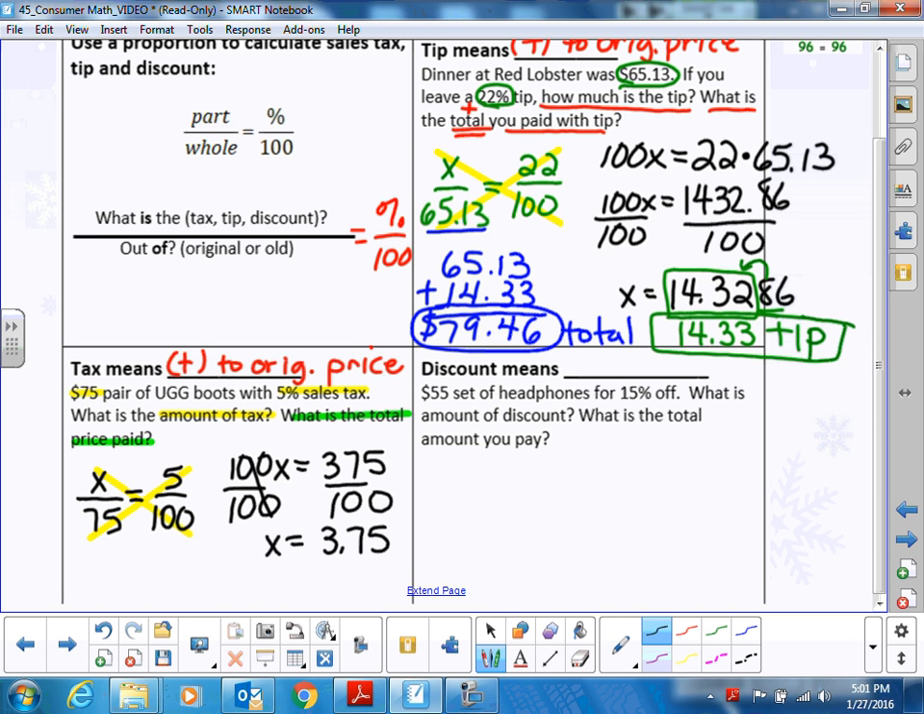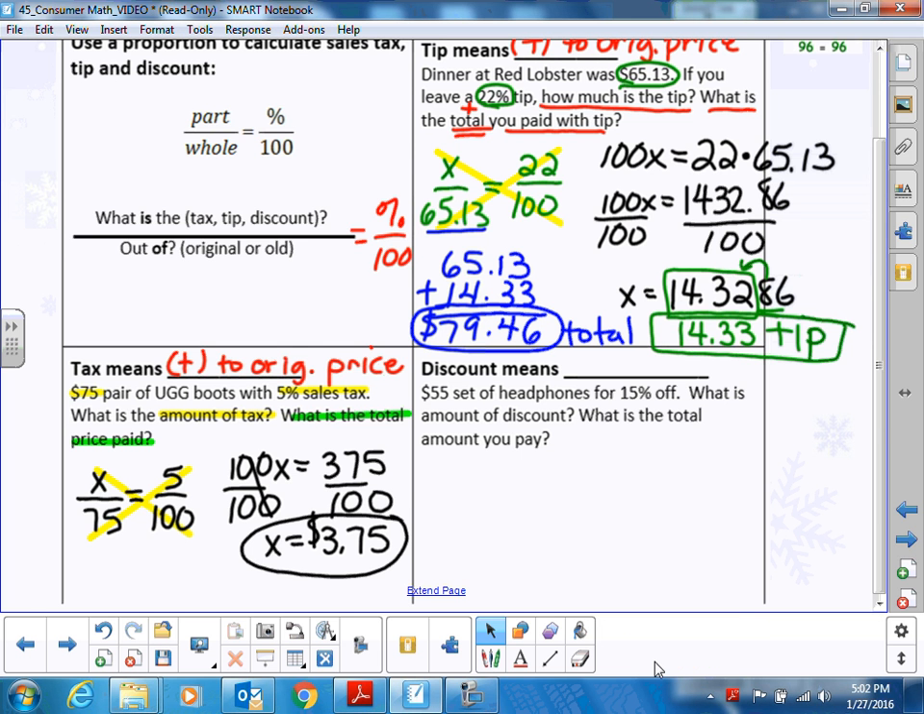$3.75. If you get a tax that is $300 and something, that's way too high, because most of the time your tax is around $1, maybe $2, maybe $3. It's usually less than $5, unless you're spending a whole lot of money. And the more you spend, the more your tax is going to be. So here is the amount of our tax right here, $3.75.